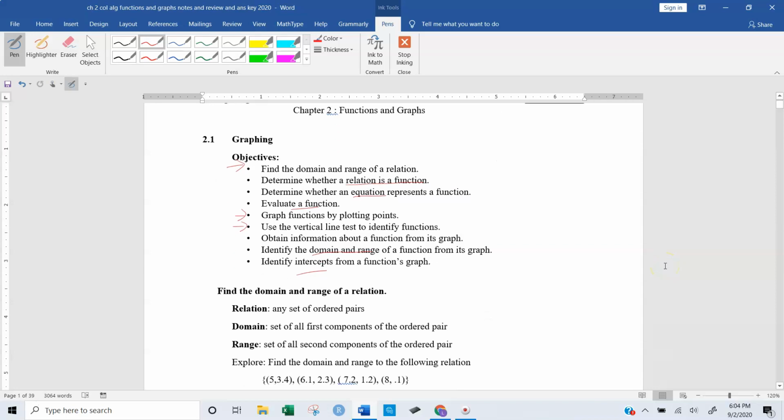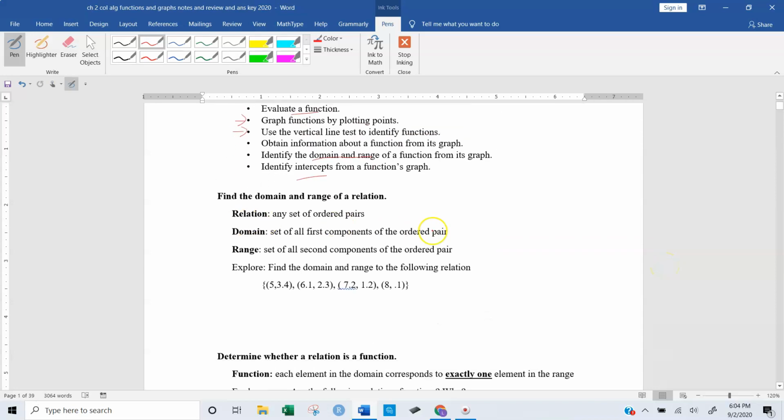Now, when you're going through, the relation is any set of ordered pairs. So it's anything. This down here is a relation. It can be something that's represented by a relation, like y equals 3x plus 7. That's a relation because this represents ordered pairs. The domain is all the first components of the ordered pair, so what does x equal? And the range is the second component, or what does y equal?